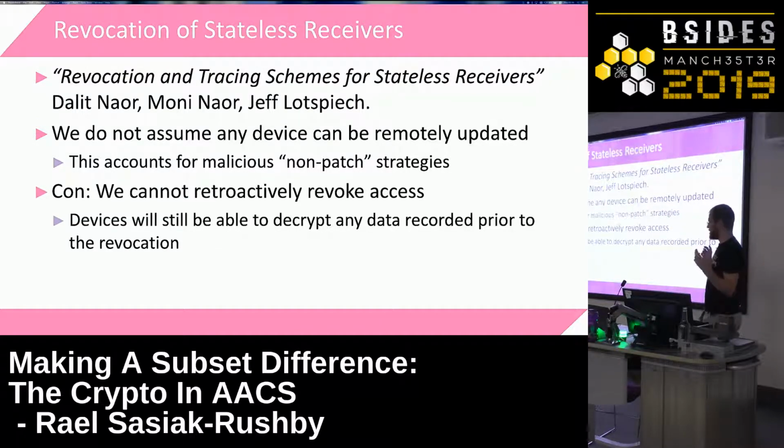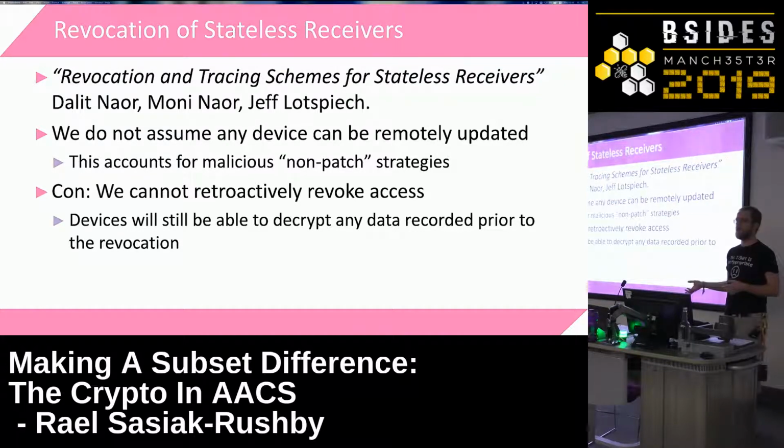So, revocation of stateless receivers, it gets mentioned in the specification, and it's mainly based off of this paper, the revocation and tracing schemes for stateless receivers. So, this paper goes into how this gets implemented. It goes into a previous version of it, or the kind of academics behind the original, but AACS then takes a slightly different approach in how it implements it, and it's kind of like a more updated version.